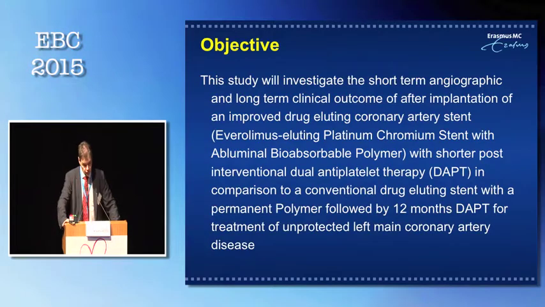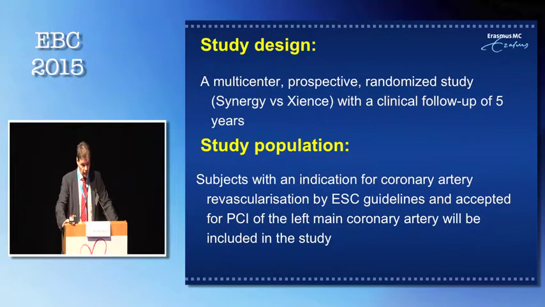It has two objectives. So it's an objective where we have a short-term angiography and a long-term clinical outcome after implantation of these newer generation stents with a shorter dual antiplatelet therapy. We selected 4 months as a DAPT therapy versus the 12 months on the stent with the permanent polymer and a little bit thicker strut in an all-comer setting of unprotected left main. Multi-center prospective randomized trials with follow-up up to 5 years, and we will have a subgroup of 100 OCTs at 3 months from the first enrolled patients.